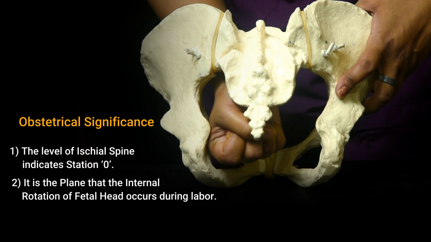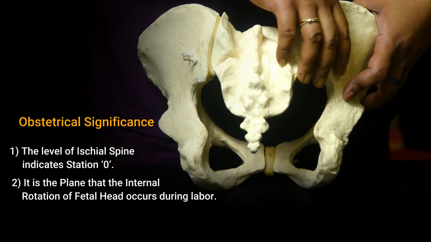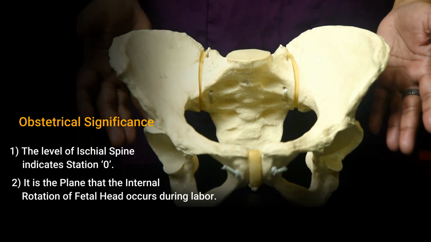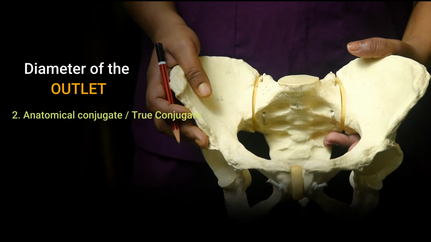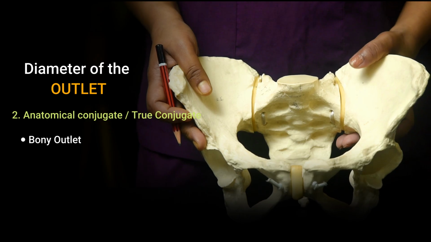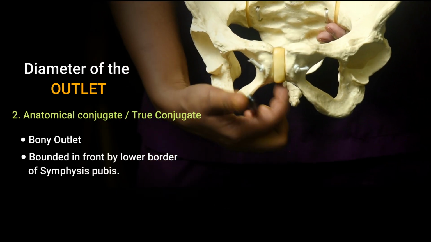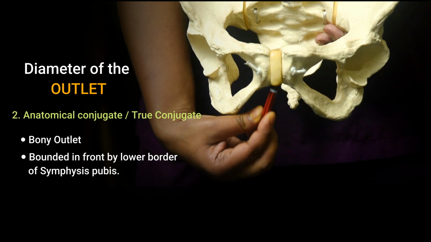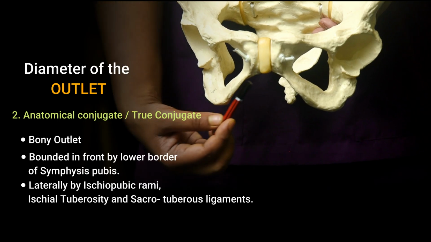Okay, there is an internal rotation of the fetal head that occurs during labor. So these are the two obstetrical significances of the obstetrical outlet or the obstetrical conjugate in the pelvic outlet. The anatomical outlet, or the true conjugate or the anatomical conjugate, whatever you want to call it, is a bony outlet. It is bounded in front by the lower border of the symphysis pubis here, and laterally by the iliopubic rami.